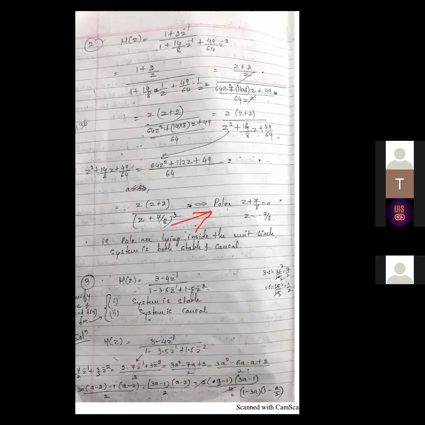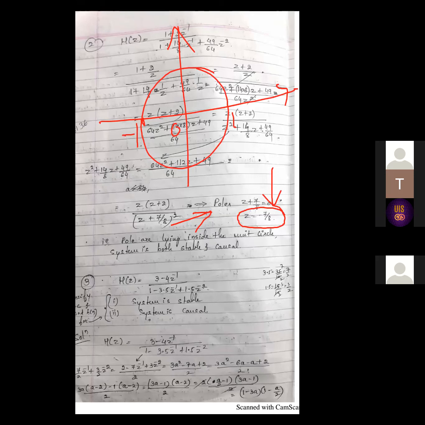Now to get the pole values, what to do? Take the denominator, equate it to 0, and you will get directly the roots. Z is equal to minus 7 by 8 two times. Two pole values, minus 7 by 8. 7 by 8 means less than 1, right? So this is your unit circle of radius 1. If you try to mark these minus 7 by 8, where will the position be? This is minus 1. So somewhere here I guess. Here you will be having minus 7 by 8, two values.